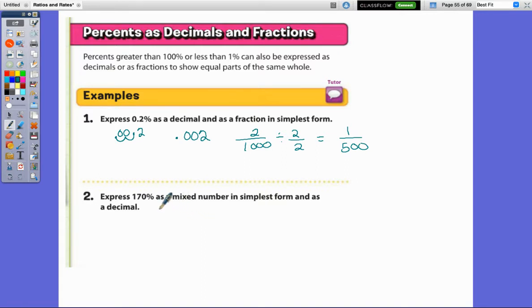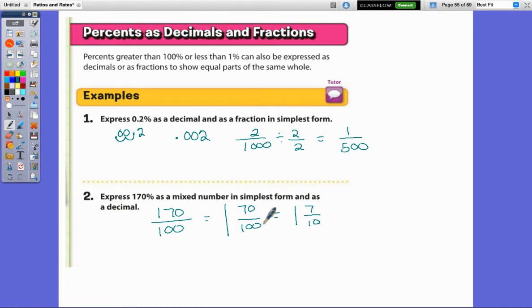Express 170% as a mixed number in simplest form and a decimal. So 170% is 170 out of 100. How many times does 100 go into 170? That's one whole. We are left with 70 out of 100. This can be simplified to 1 7/10.